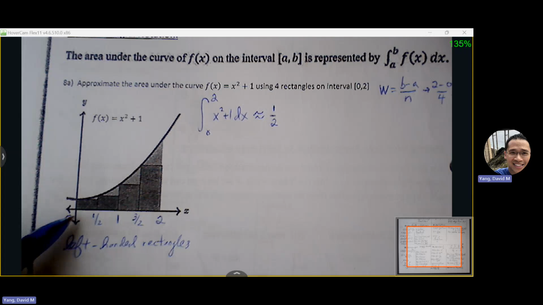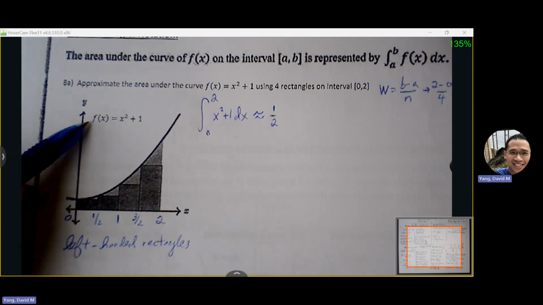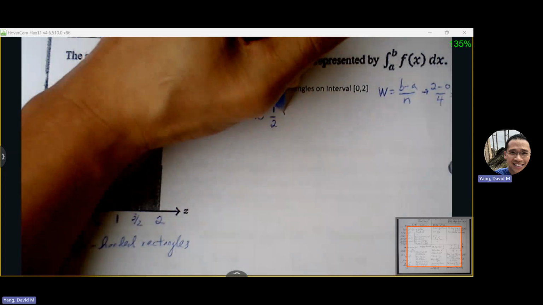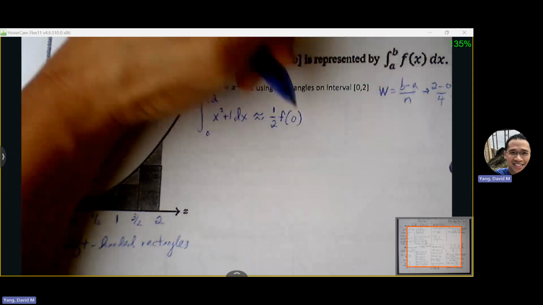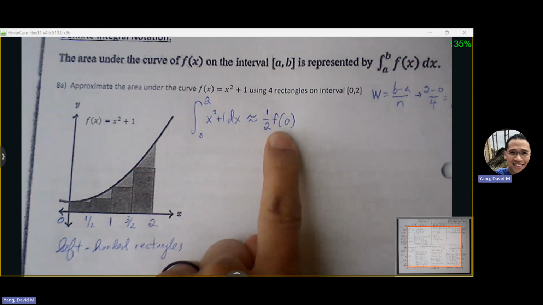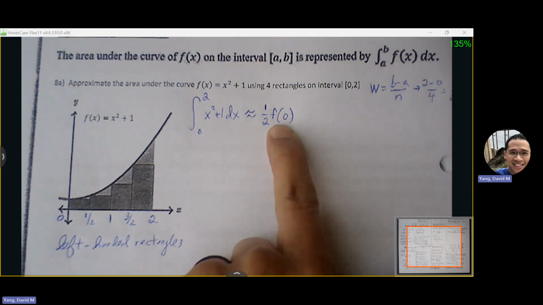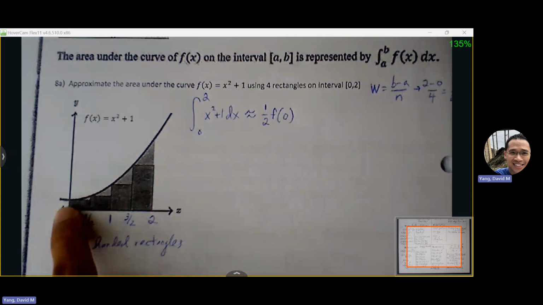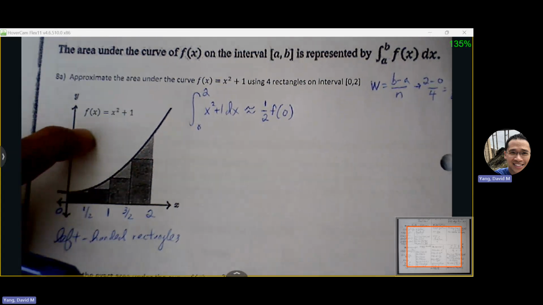Plug 0 into the function, right? So I'm gonna let f of 0 represent what the height is. And eventually we'll find the height, but first I just wanna show that function notation, right? So f of 0 will get us that y value, and that y value will give us the height.